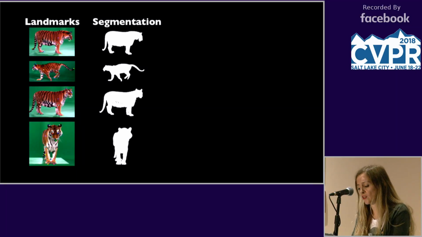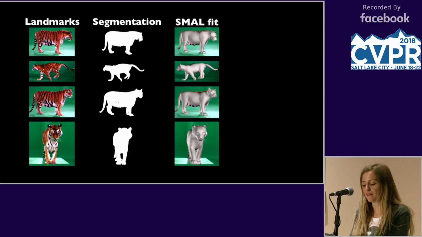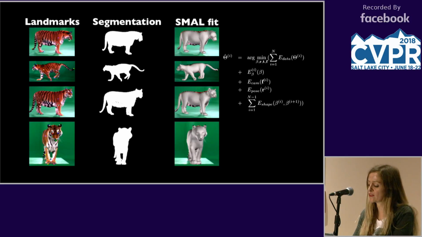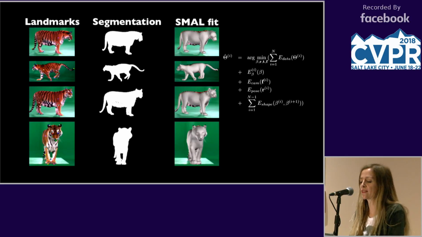So in our method, the input is a set of images where the animal is seen from different views. We annotate the location of body landmarks and generate the animal segmentation masks. And then we fit a SMAL model to each image, exploiting the landmarks and the segmentation. And we jointly optimize over pose, shape, and camera parameters, adding the constraint that the intrinsic shape of the SMAL models is the same for each image.